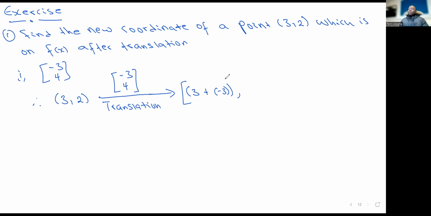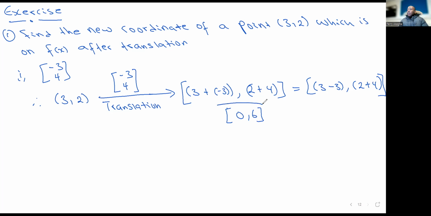Then we also have 2 plus 4. Plus times minus will give us minus, so it'll be 3 minus 3, and we also have 2 plus 4. This gives us the new coordinate we'll be expecting, which is 0 and 6. And that will be the answer for that.